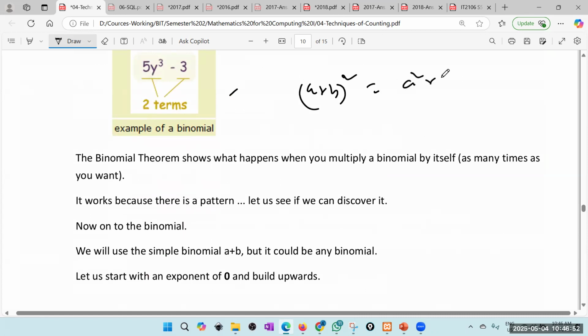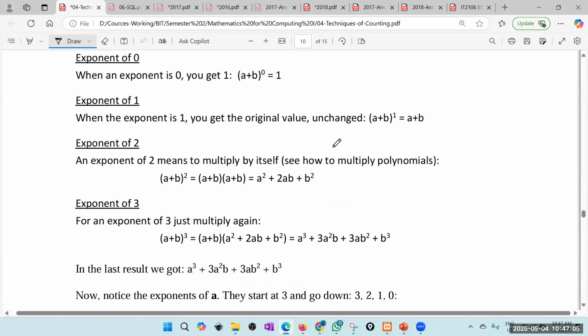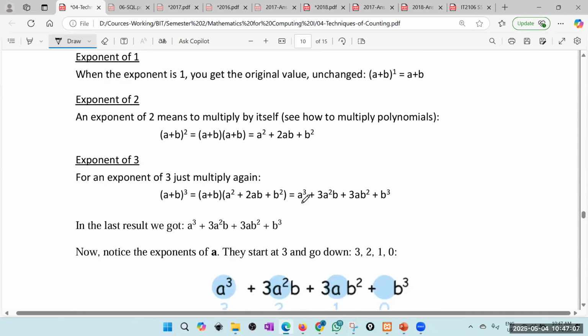So binomial theorem means, for example, you know how to write a plus b squared. That is a squared plus 2ab plus b squared. And how do you find a plus b cube? There's a way to do that, right? A cube plus 3a squared b plus 3ab squared plus b cube. And similarly, you can write a plus b to the power 4, a plus b to the power 5, a plus b to the power 6, and so on.